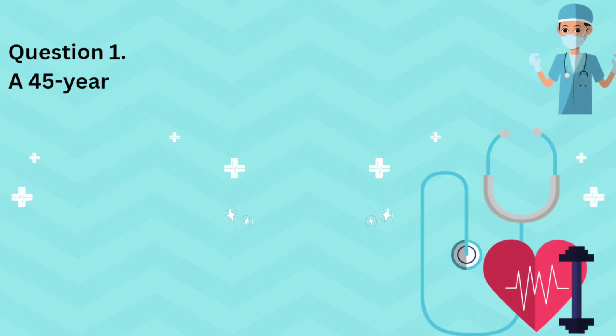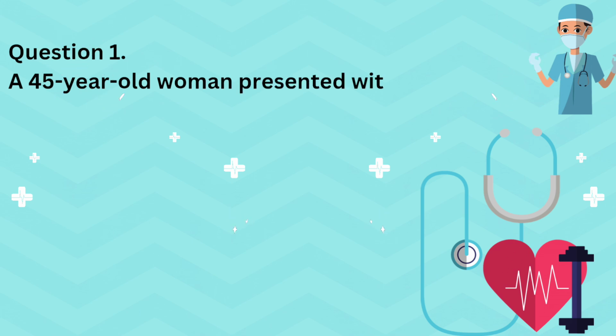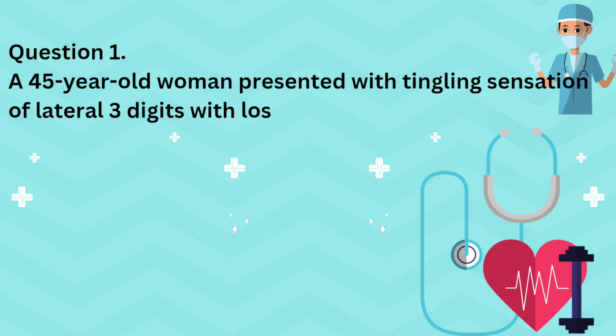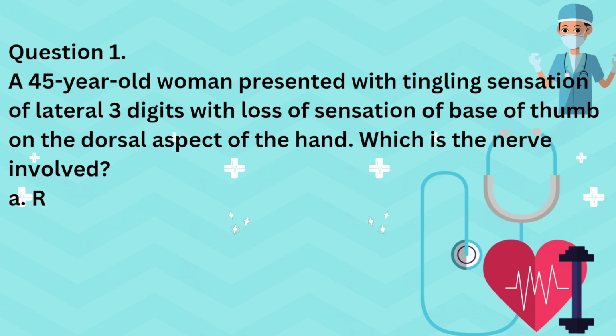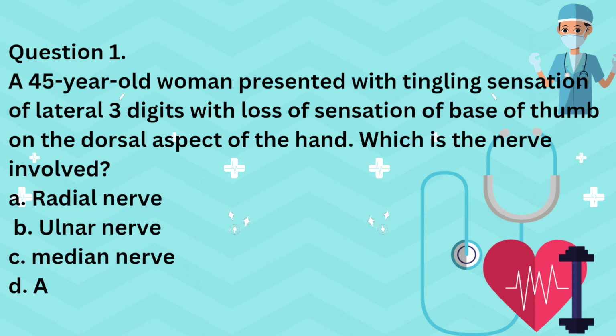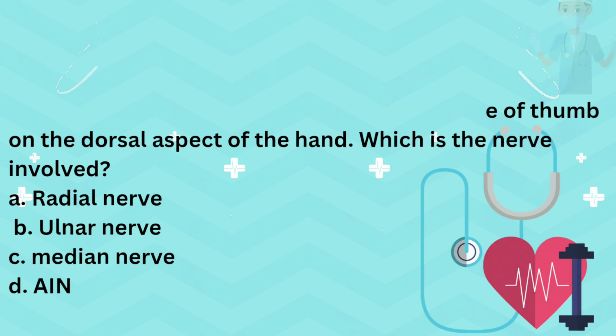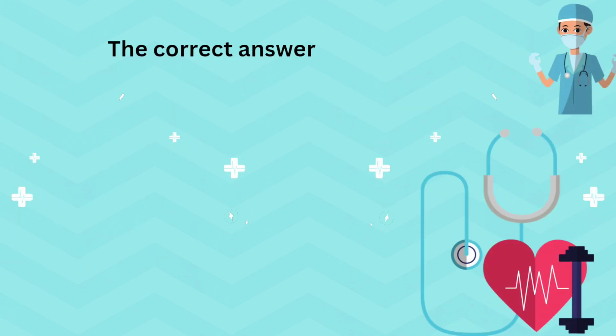Question 1. A 45-year-old woman presented with tingling sensation of lateral 3 digits with loss of sensation of base of thumb on the dorsal aspect of the hand. Which is the nerve involved? A. Radial nerve. B. Ulnar nerve. C. Median nerve. D. Axillary nerve. The correct answer is A.